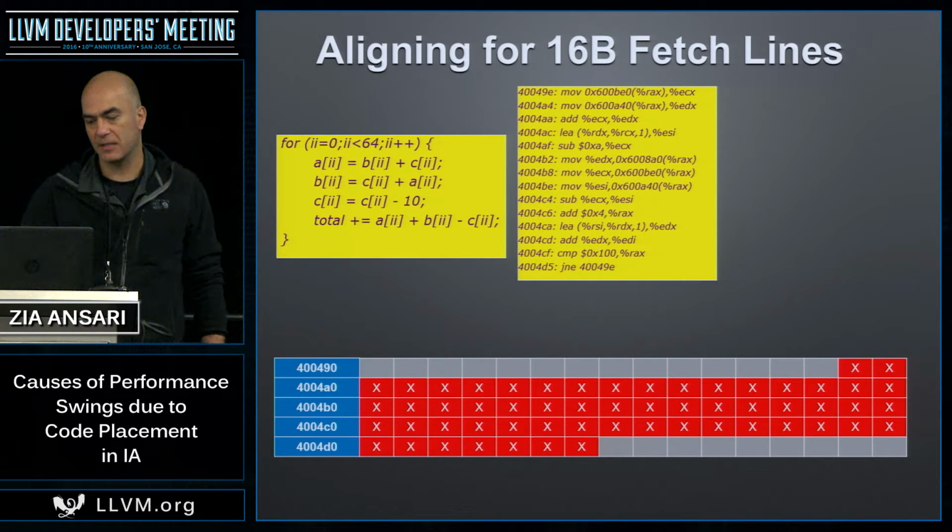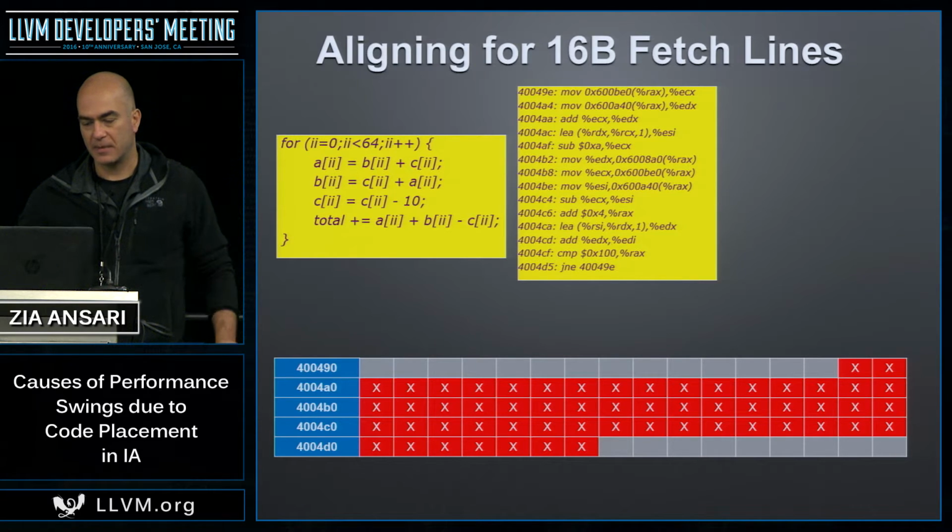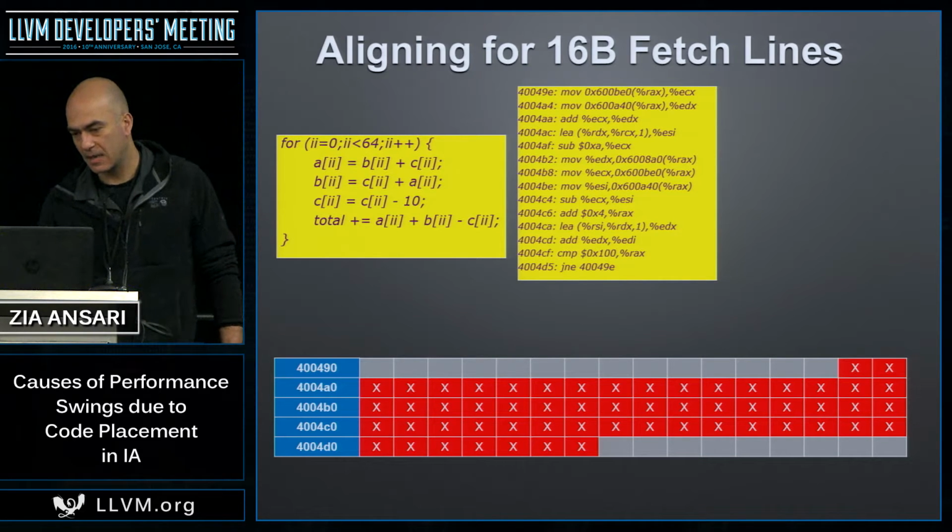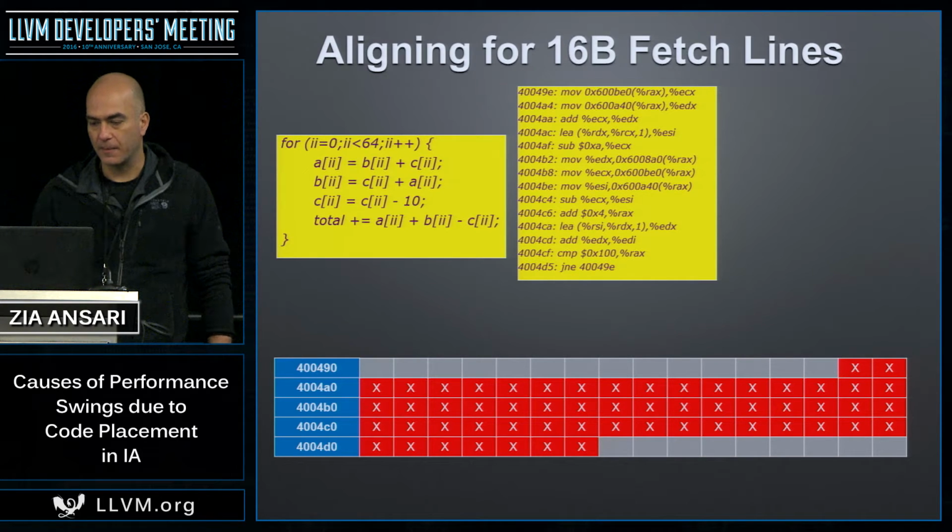What's important is this illustration on the bottom, which represents 16-byte chunks of instructions, and the X's represent how the loop is laid out in these 16-byte chunks. So starting at 49E, going all the way to 4D6 or something. As you can kind of see, this is taking up 1, 2, 3, 4, 5 16-byte chunks of instructions, and we can clearly do better than that.